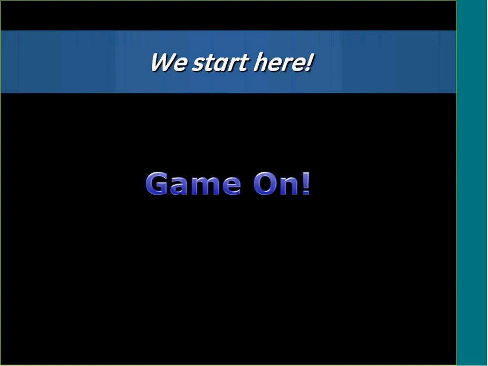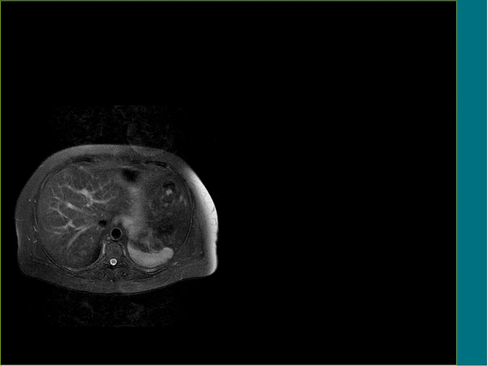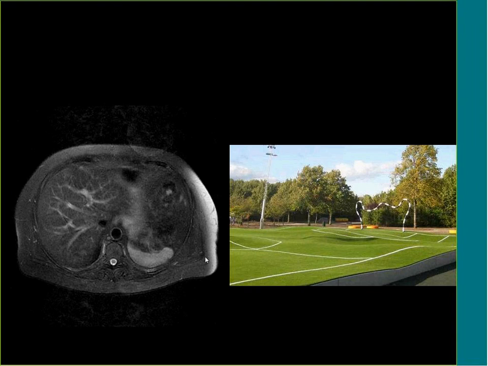Okay, so this is where we really start. So if we were playing Catchphrase, we're game on. So the first thing here is exactly what is the cause of this artifact here, whereby we have a failure of fat suppression just at the periphery of the screen here. Hopefully you can see the cursor moving. There's our Catchphrase picture to go with it. Give people a few moments to think about what that is.